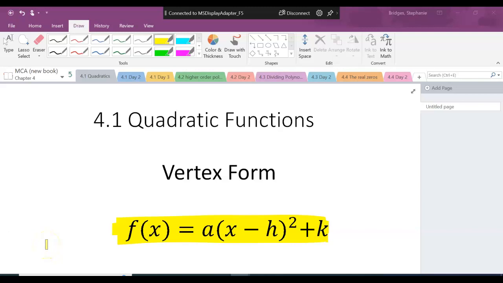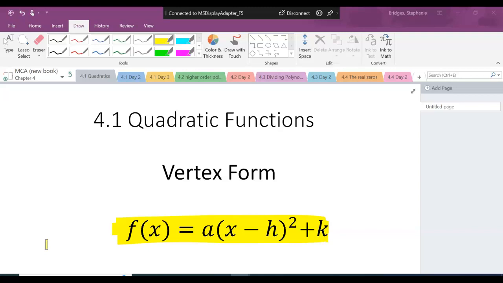All right, so with vertex form, it's f of x, or sometimes y. Remember, those are replaceable. f of x is just your function notation, equals a. That's going to be the number in front of the parenthesis. If there isn't a number there, what is it going to be? 1.